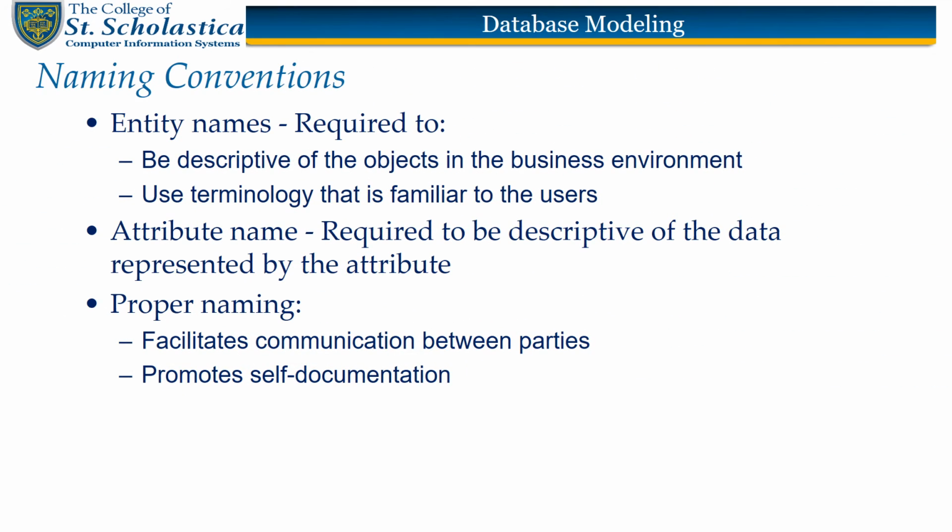During the translation of business rules to data model components, it is important to pay special attention to how you name the objects you are discovering. Entity names should be descriptive of the objects in the business environment and use terminology that is familiar to the users. An attribute name should also be descriptive of the data represented by that attribute. The use of a proper naming convention will improve the data model's ability to facilitate communication among the designer, application programmer, and the end user. In fact, a proper naming convention can go a long way toward making your model self-documenting.